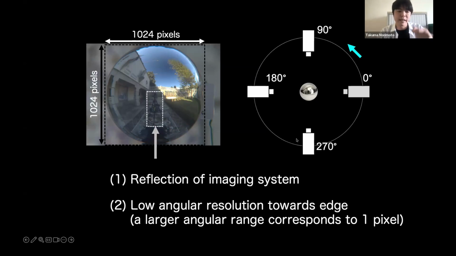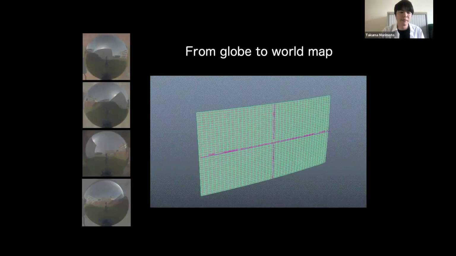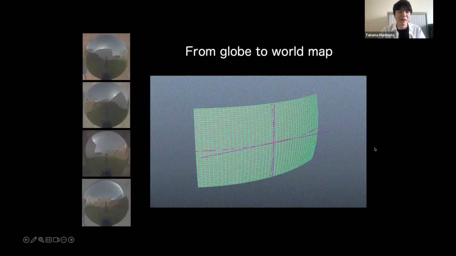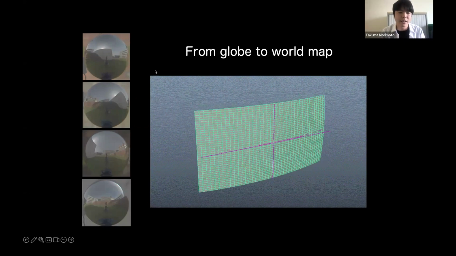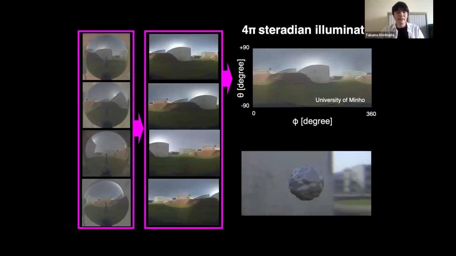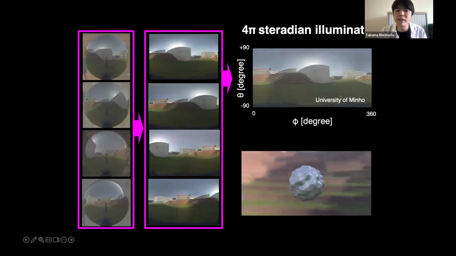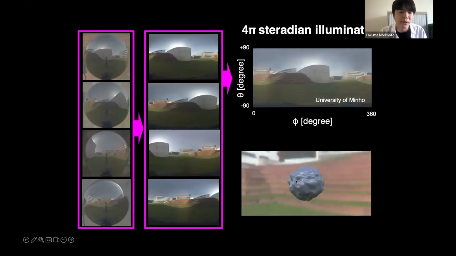The mirror sphere always stays at the same point in the scene. We just rotated the imaging system. Then we got 4 mirror sphere images like this. Then we do a coordinate transformation. You can think about this like a globe, and we unwrap this sphere and transform it into a world map coordinate, which is shown here. Then we simply stitched all the images together, and created a hyperspectral light probe like this. Here I'm showing just a rendered object under this specific lighting environment.